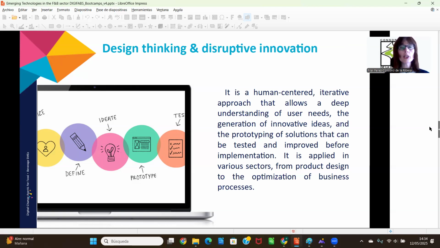In the food and beverage sector, this method involves understanding user needs and the problems surrounding them, and creating new products or improving services through rapid prototyping. It can be applied across multiple areas in SMEs, from product design to optimizing business processes. Essentially, it's similar to the scientific method, but applied to innovation and business challenges.